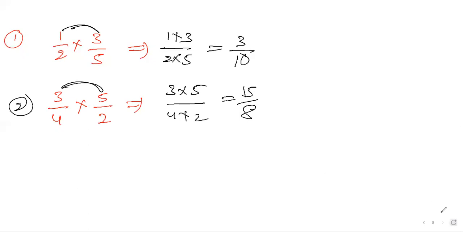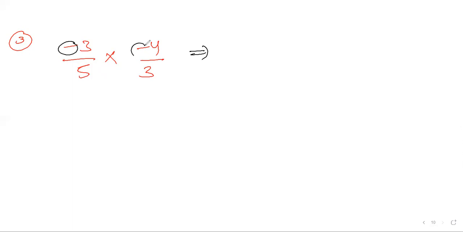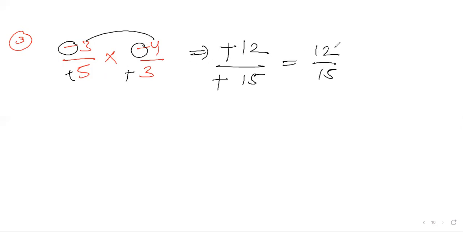Okay, simple questions. Now we'll take other questions which are with signs. So minus 3 by 5, you multiply with minus 4 by 3. First you multiply the signs. Minus into minus is plus. 4 threes are 12. Plus into plus is plus. 5 threes are 15. So the answer is 12 by 15. Cancelling, 3 fours are 12, 3 fives are 15. The answer is 4 by 5.